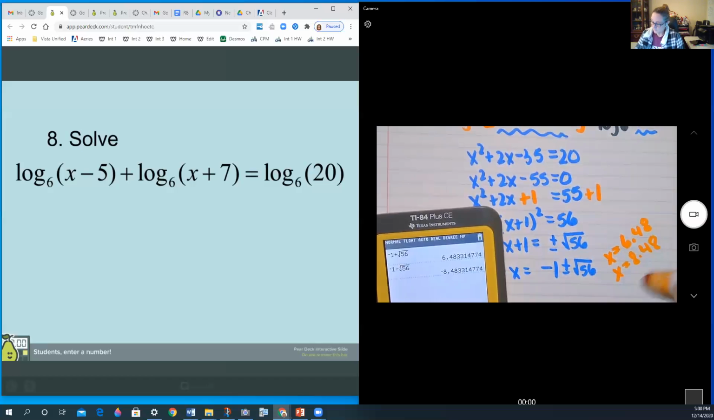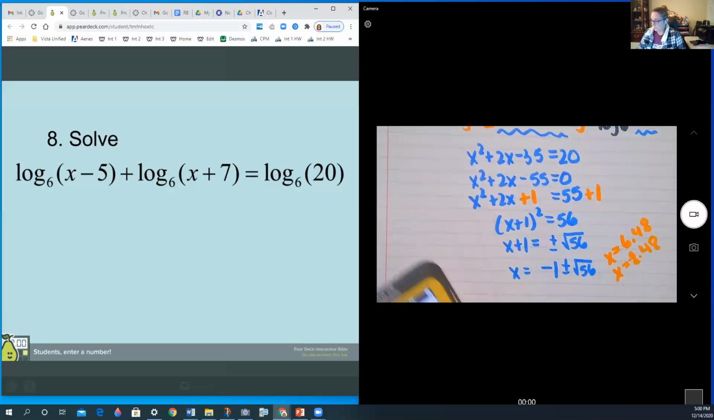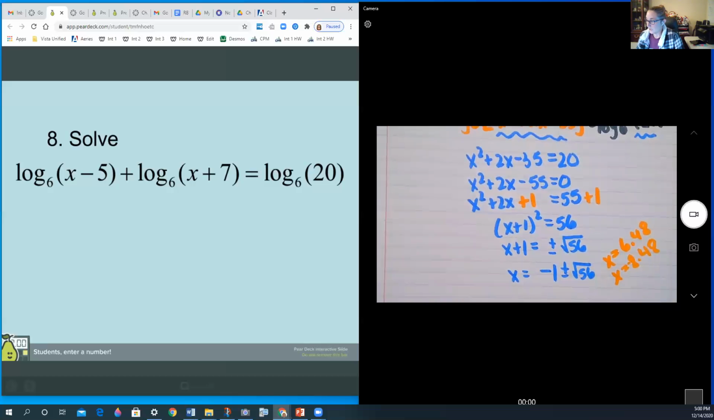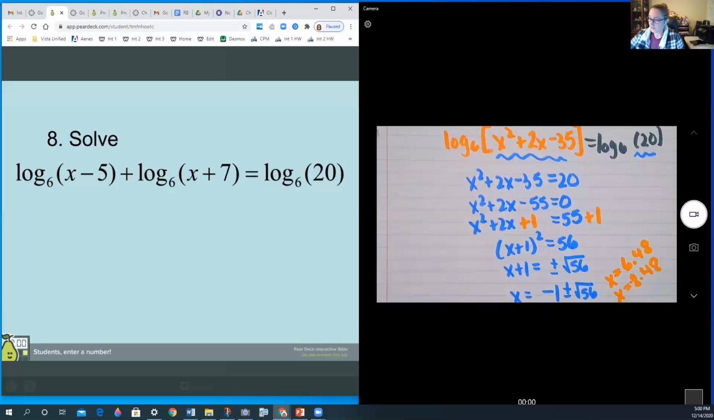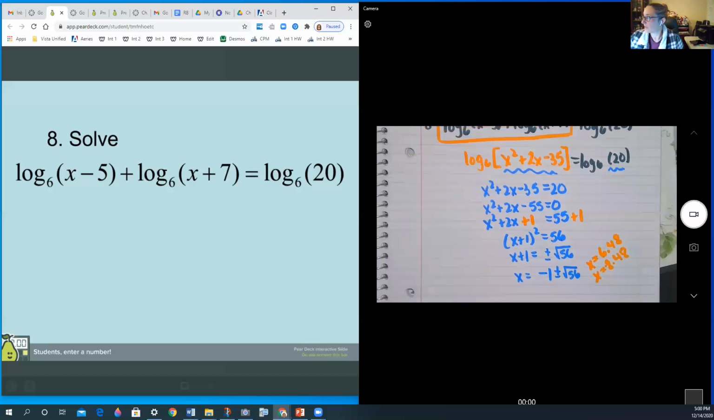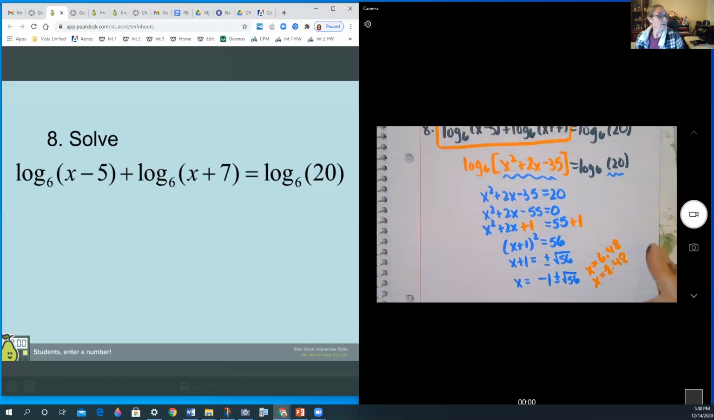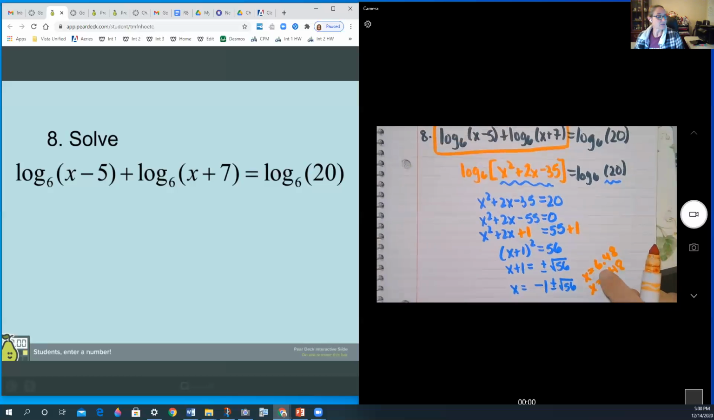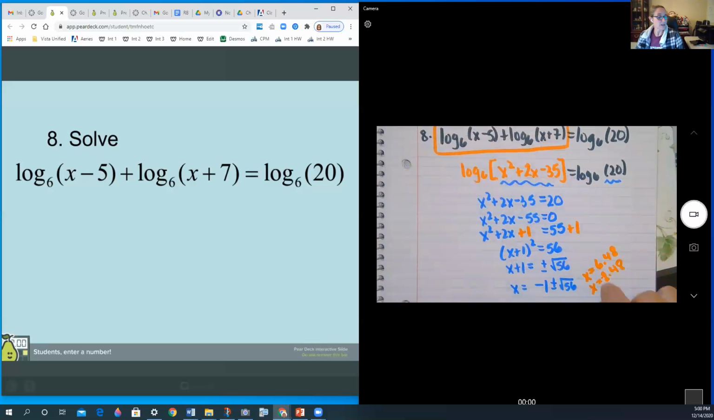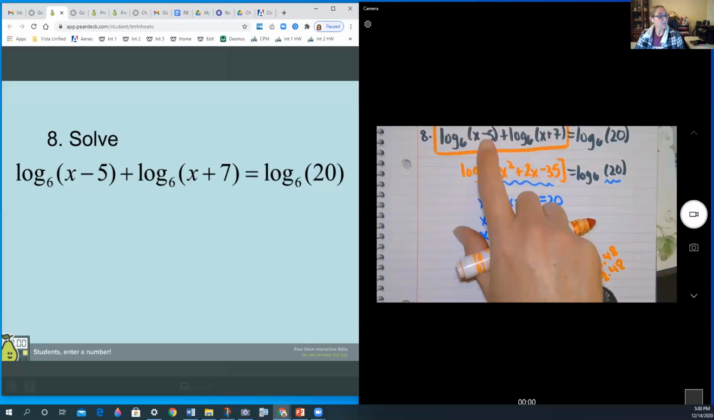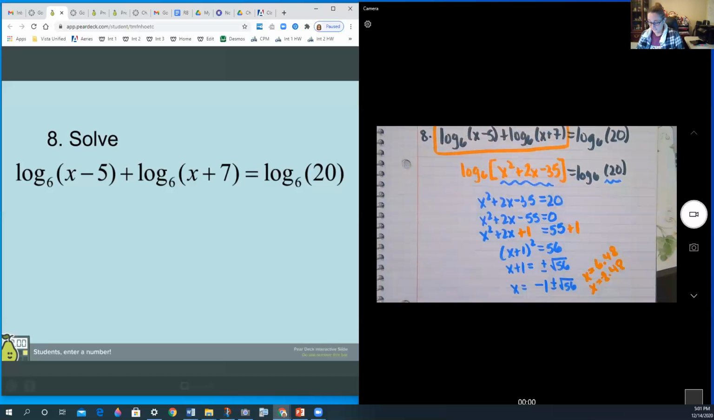-8.48. Now, remember, when you take the log of something, you can only take the log of something that's positive. So let me get back to my original problem. When I put in a positive 6.48, that's going to make both of these positive, so that's fine. When I put in this negative, it's going to make both of these negative, but even if it makes one negative, that's not going to be a solution. So this one's going to be a no. This is going to be my answer. So I'm going to put in 6.48.